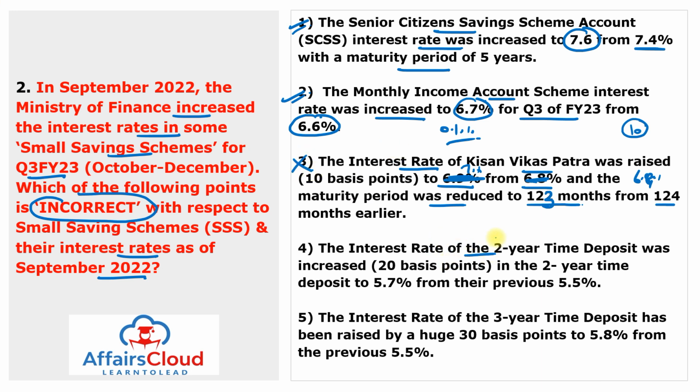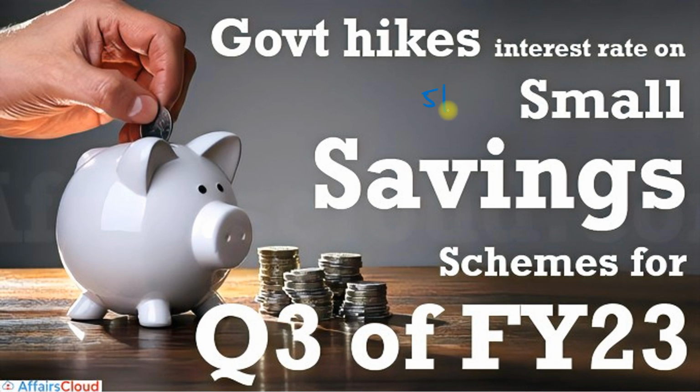Next is the interest rate of the 2-year time deposit was increased by 20 basis point to 5.7% from the previous 5.5%. This statement is also true. Next is the interest rate of the 3-year time deposit has been raised by a huge 30 basis point, like now it is 5.8%, earlier it was 5.5%. So all the statements are correct except the interest rate of the Kisan Vikas Patra. So read statement carefully. So the Ministry of Finance increased the interest rates on the 5 of 12 small savings schemes for the quarter 3 from October to December, while other interest rates kept unchanged.